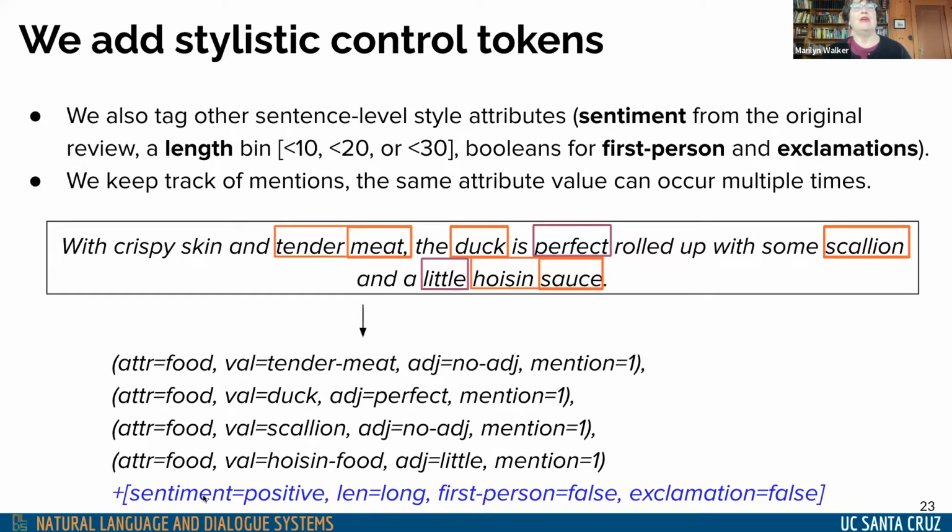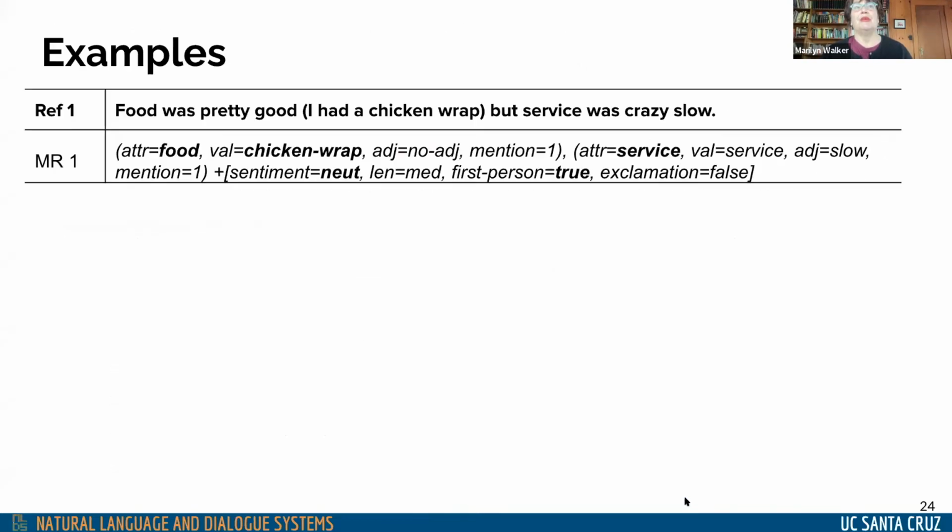And then we copy down the sentiment from the review, which was positive. This happens to be a long sentence in the long bin. There's no first person in here, and there was no exclamation. So let's just go quickly through a few more examples so you get the idea here.